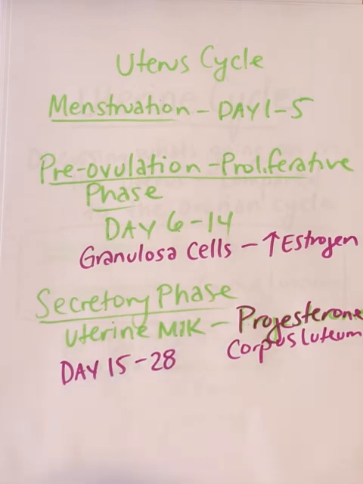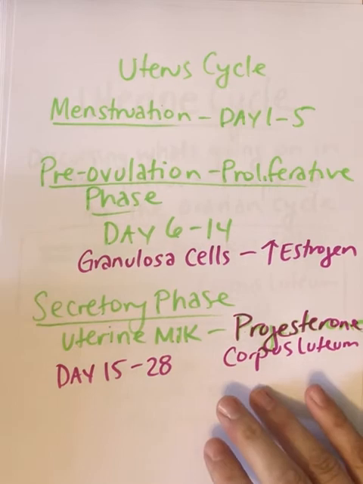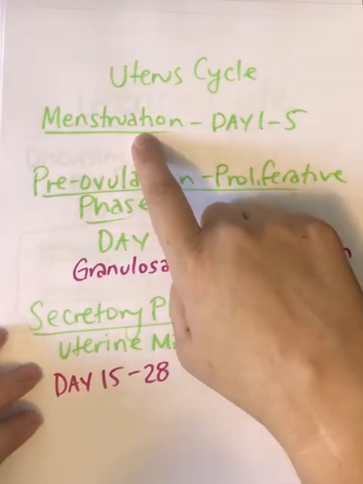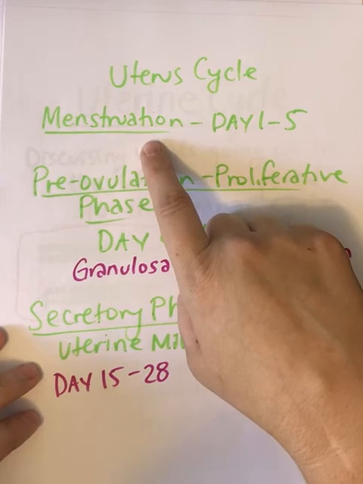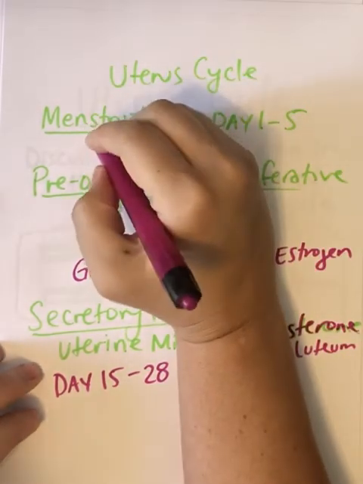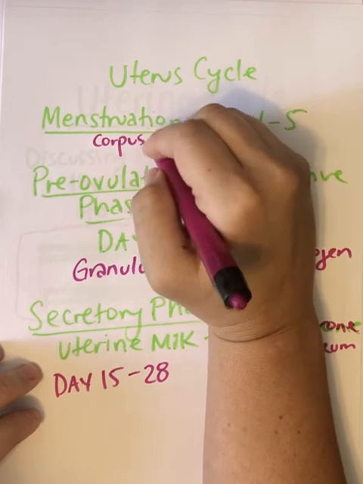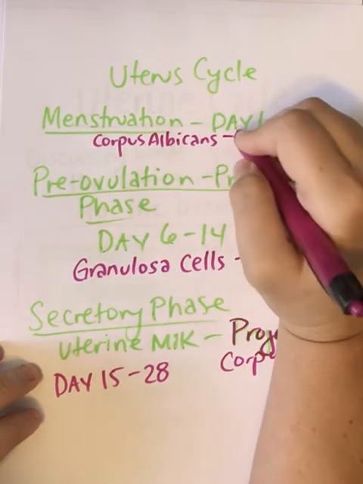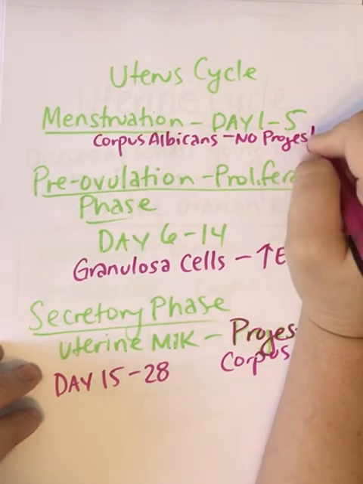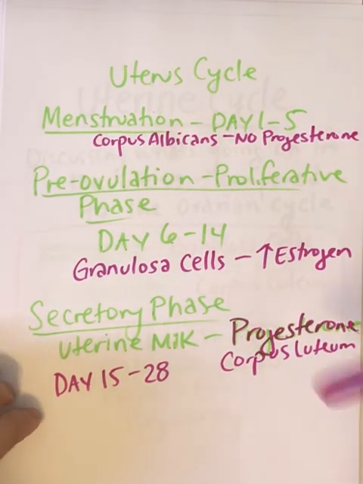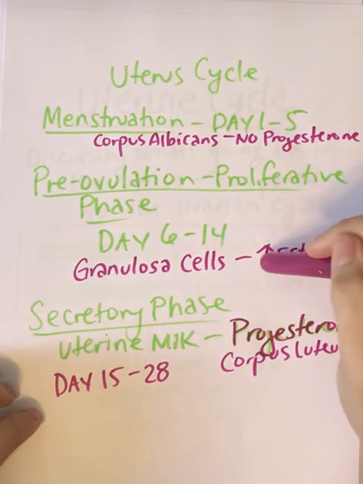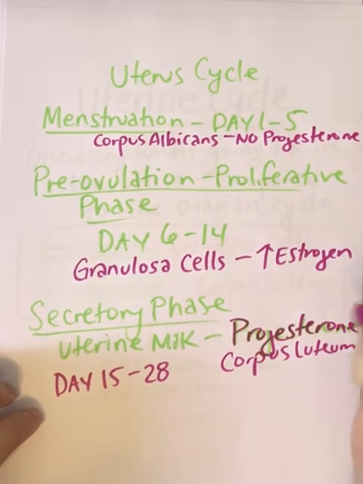So it always goes back to the ovarian cycle, and if you understand the ovarian cycle, you can understand the uterine cycle. You could write these on your phases, but menstruation, we already know, is when you produce the corpus albicans. Corpus albicans is scar tissue. No progesterone anymore. Pre-ovulatory phase, your granulosa cells produce estrogen. Day 14 is ovulation. So pre-ovulation, it stops at day 14.